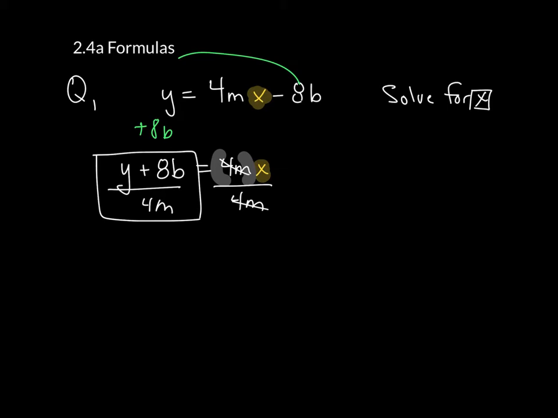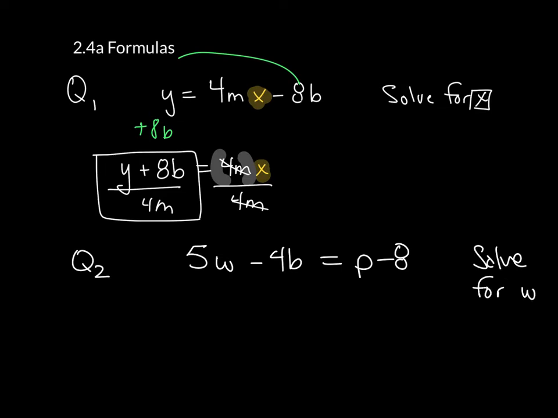Let's practice another one. Something similar to question 2 that you may receive is 5w minus 4b is equal to p minus 8. And in this case, I want to solve for w. So again, anything that's not this 5w, I first want to move over. And I do that by adding 4b to both sides.